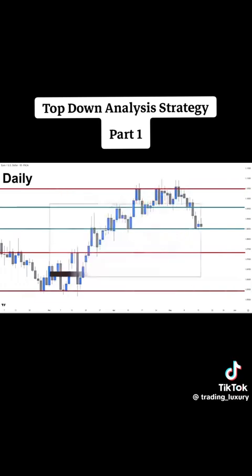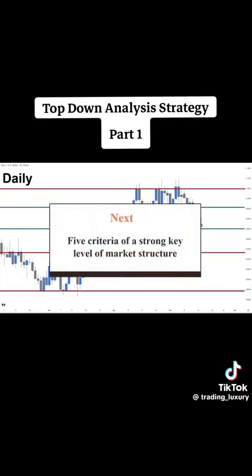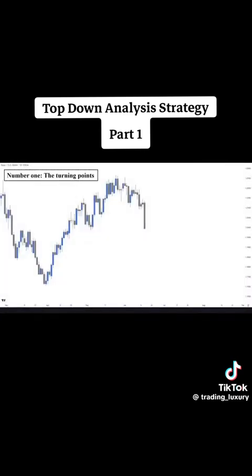Also, there are 5 criteria that we look for when identifying key levels of market structure, and each one of them makes a level more powerful. Number 1. The turning points. Turning points are the areas that have reversed the market trend previously. The market sees these areas as overvalued or oversold, and there is a higher chance for the price to react to these levels when it reaches them again.